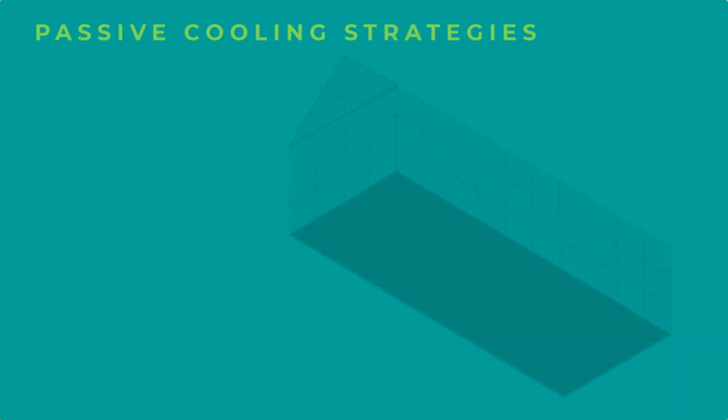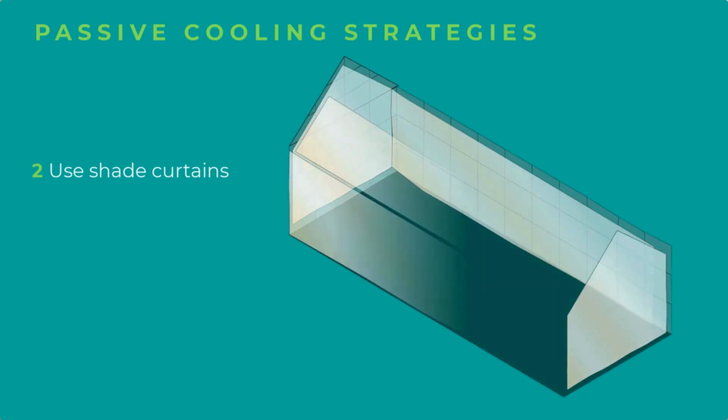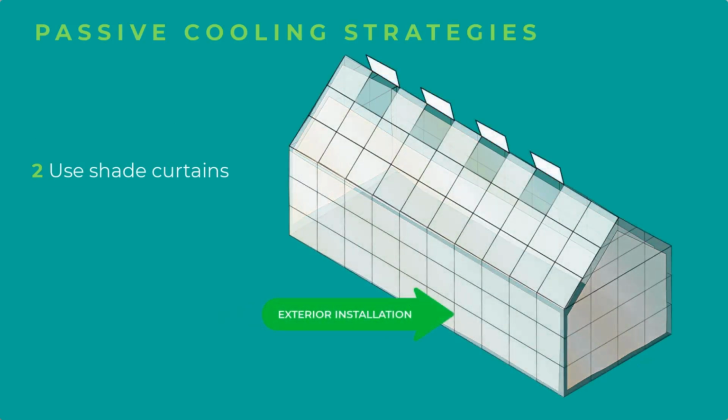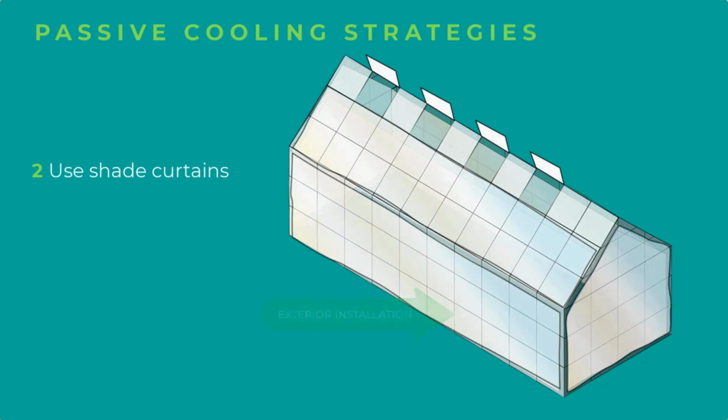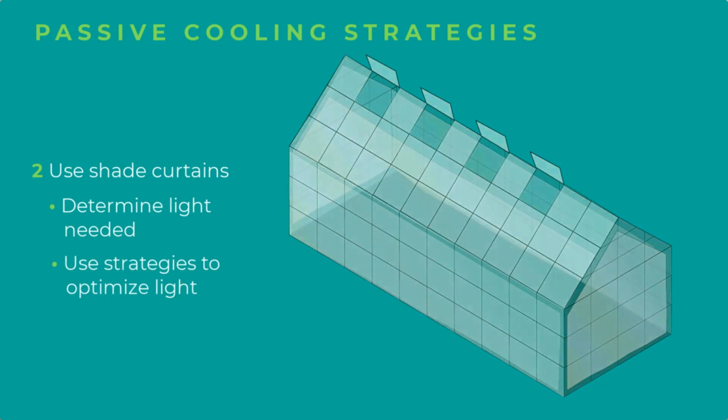The next passive design strategy is to use shade curtains to block some of the sunlight. Shade curtains can be installed inside or outside of the greenhouse. If installed outside, shade curtains will keep the heat out entirely. It is particularly important to have roof ventilation to prevent the heat blocked by the curtains from becoming trapped inside the greenhouse. Shade curtains will also need to be balanced with the amount of light that your plants require, and there are several types and operating strategies that can optimize the amount of light that your plants will receive.